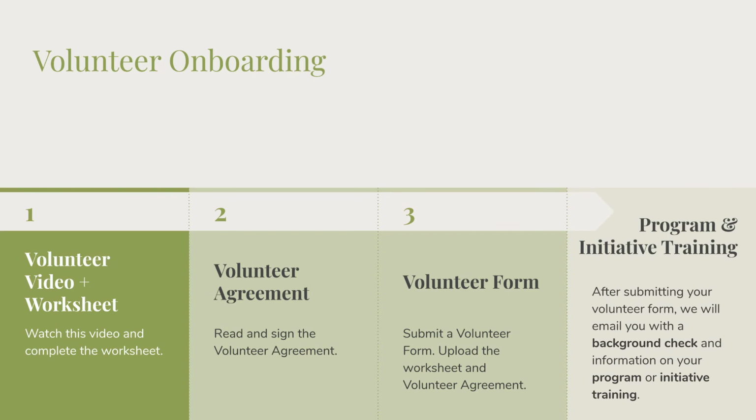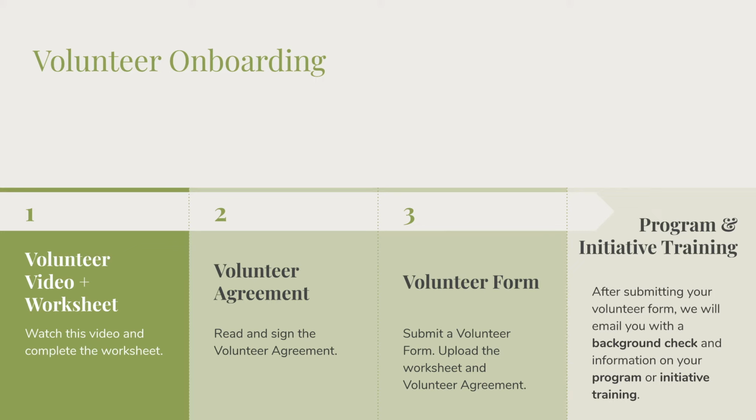Our volunteer onboarding looks the same for everyone, regardless of which program or initiative you're involved with. The first step is to watch this volunteer video and complete the worksheet. So you're already halfway through step 1. Step 2 is to read and sign our volunteer agreement. We're actually going to read through this agreement within this video. So all you have to do is download the agreement, sign it. Digital signatures are perfectly fine.